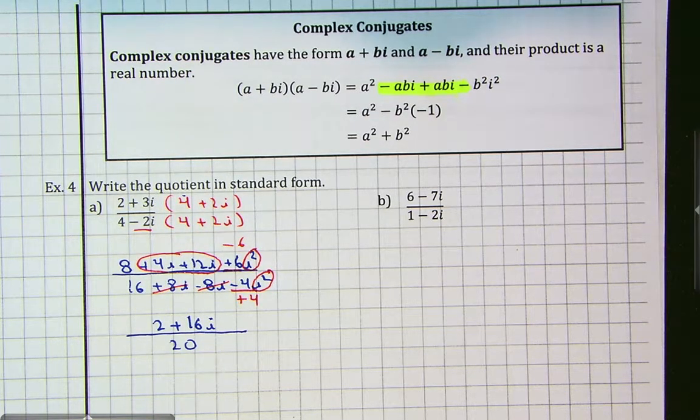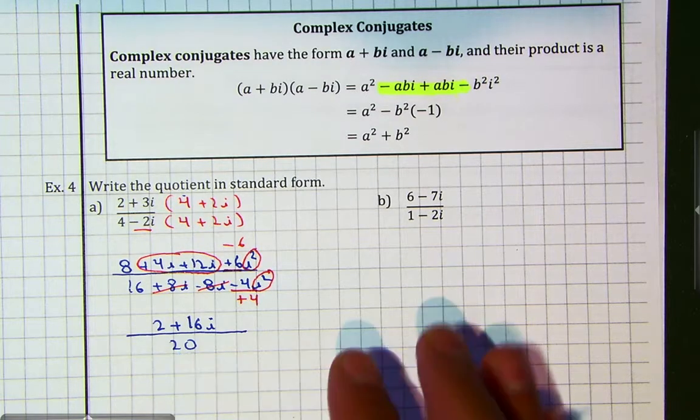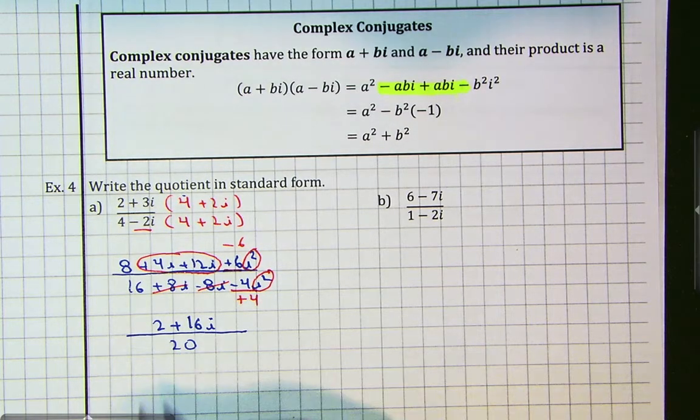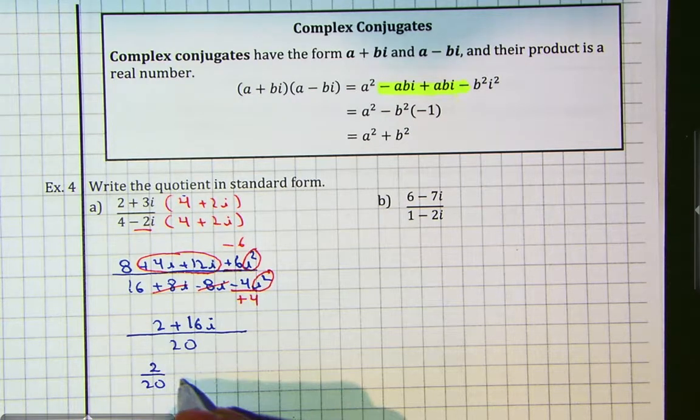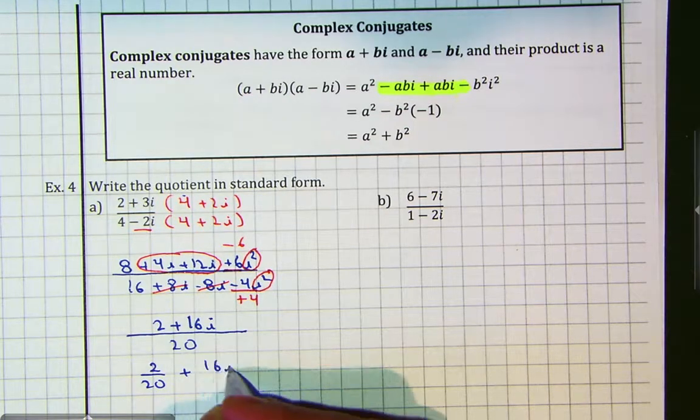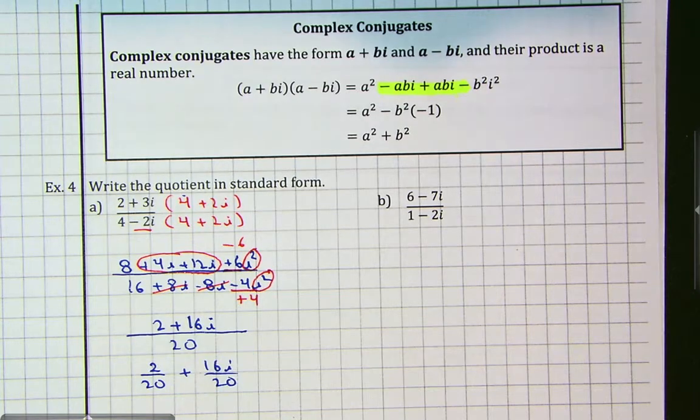And now I need to be able to separate. I can actually take the time to separate each one. So therefore it will be 2 divided by 20 plus 16i divided by 20. So the 20 belongs to them both. And now I can reduce it. So it'll be 1 over 10 plus, reduce it by 4, so 4 over 5i. And notice that I place my i as a coefficient of the fraction.